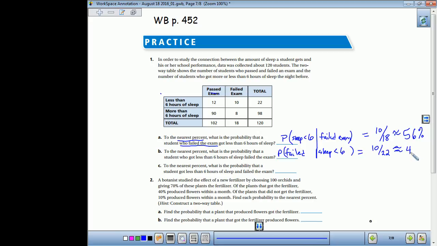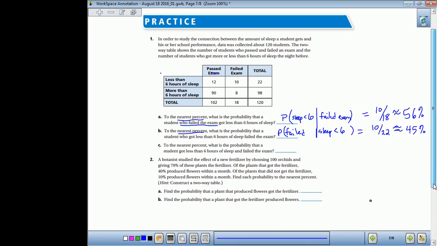45? Okay, so once again, this really bothers me because generally we would not write probability as a percent. We would write it as a reduced fraction or a decimal. But the directions ask for a percent, so we're following the directions. On my test, it won't ask for a percent. It will ask for a decimal.